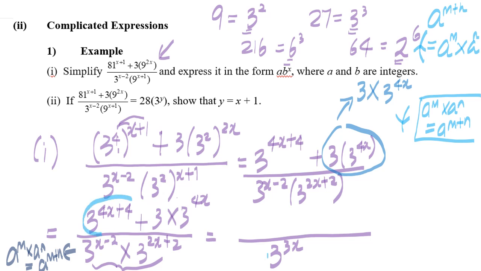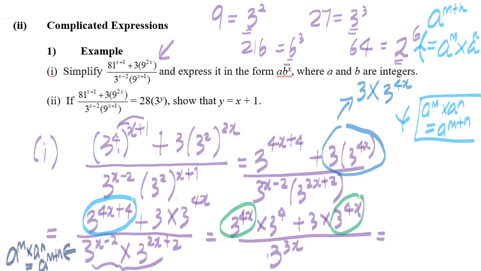So therefore, in this case here, I'm going to break it up into 3 to the power of 4x times 3 to the power of 4. The reason is because we are going to extract this common factor out. So we take out this common factor, and I'm left with 3 to the power of 4 plus 3, over 3 to the power of 3x. Okay, I'll continue on the next slide.